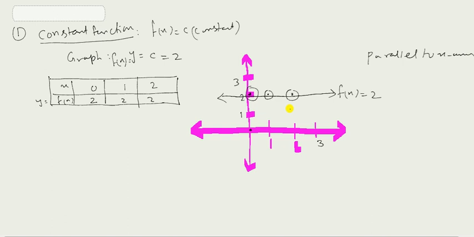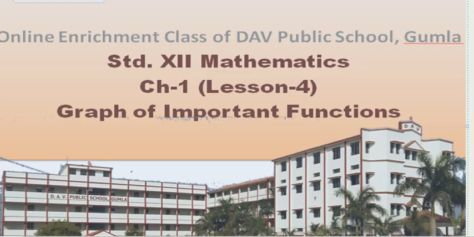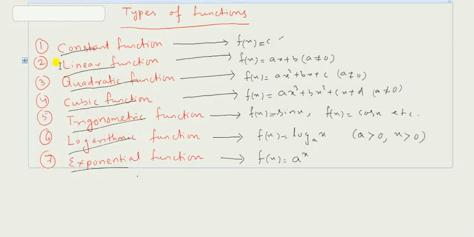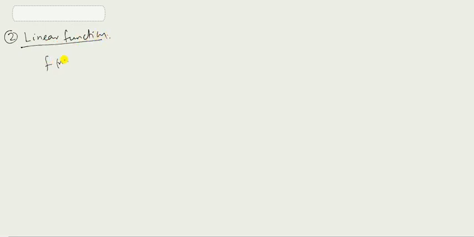So likewise, let us proceed towards the algebraic functions. As I have told, your algebraic functions are classified into three types. One is linear, another one is quadratic, another one is cubic function. So one by one I will discuss regarding their graphs. So our number 2 function is your linear function. By definition, your linear function is always of the form f of x equals ax plus b, where a is not equal to 0.